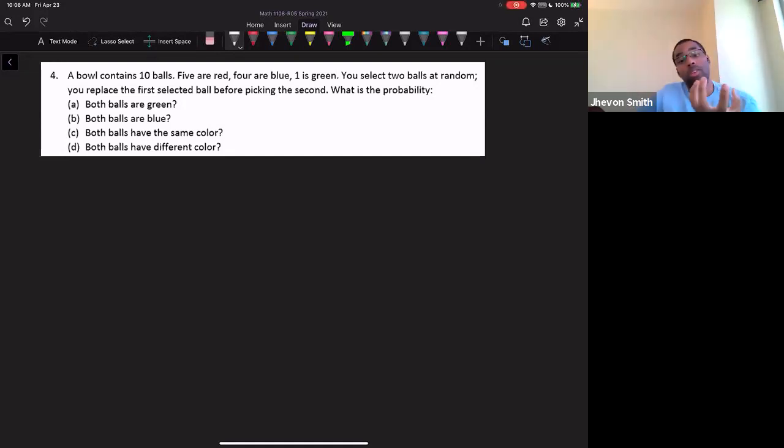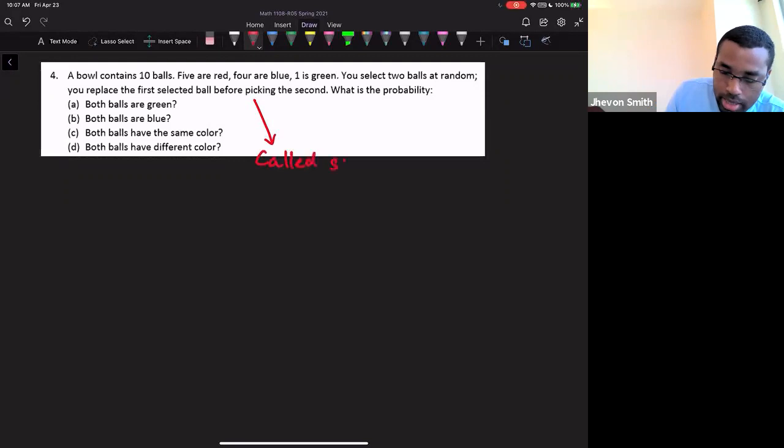So you pick one, you look at the color, you put it back. You shake it up, you pick another one, you look at the color, you put it back. What were the chances that you chose the green one both times? Or you chose a blue one both times? Or you chose a red one both times? Well, that would be for the same color, right? So that's what we're doing. You're just picking at random. This is called sampling with replacement.